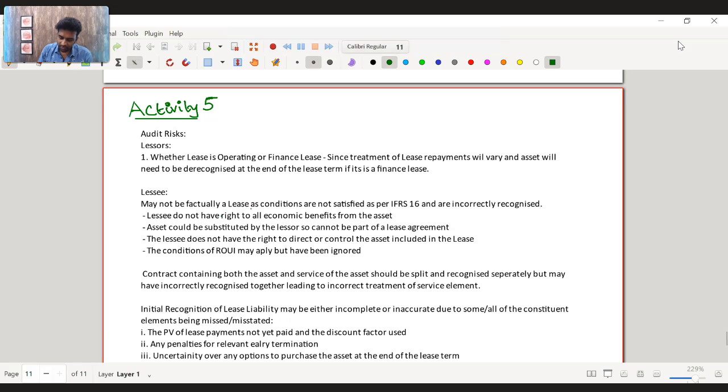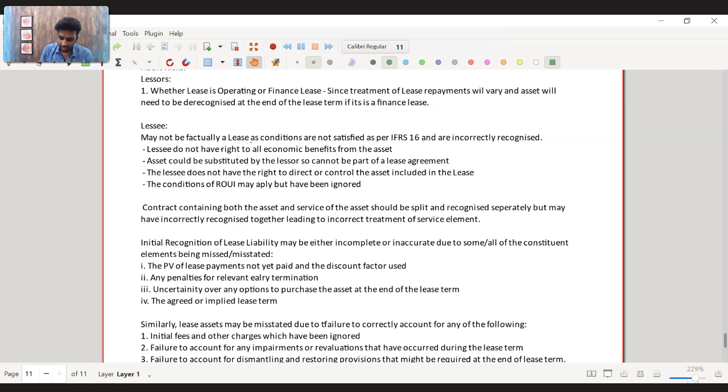For lessee, the conditions required are far more superior. So firstly, it may not factually be a lease, conditions are not satisfied as per IFRS 16, and are incorrectly recognized. So the lease might not actually be met, but still they would have recognized it as a lease because they can show an asset, right? So the asset will increase your balance sheet, even though you are having a substantial liability, you are showing an asset as well.